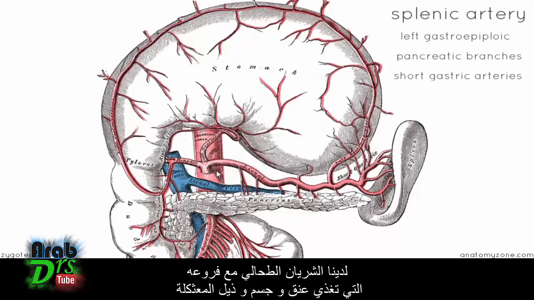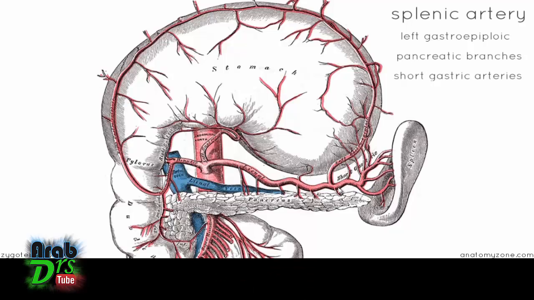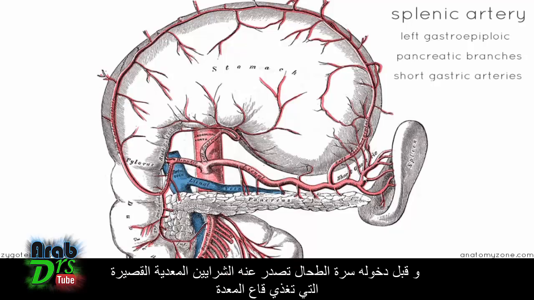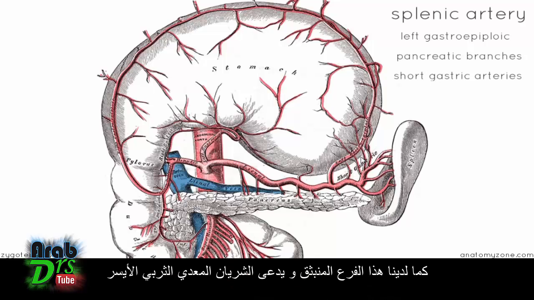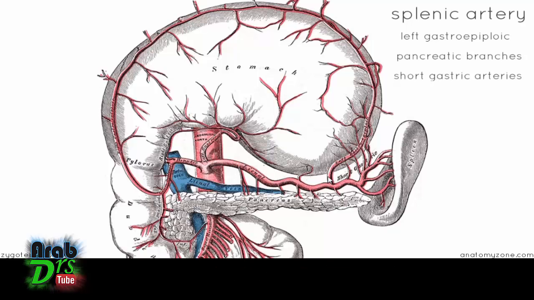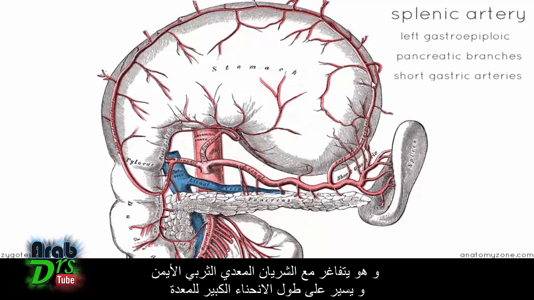So we've got the splenic artery with its branches supplying the neck, the body, and the tail of the pancreas. And then just before it enters the hilum of the spleen, we've got the short gastric arteries, which supply the fundus of the stomach. And then we've got this branch given off called the left gastroepiploic artery, and this anastomoses with the right gastroepiploic artery, and it runs along the greater curvature of the stomach.